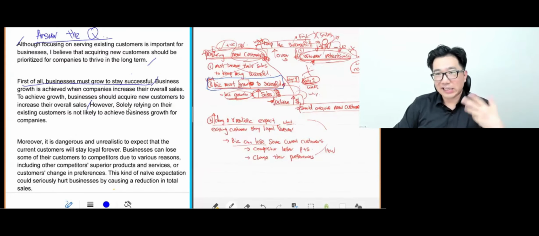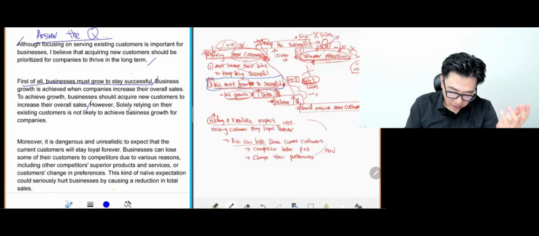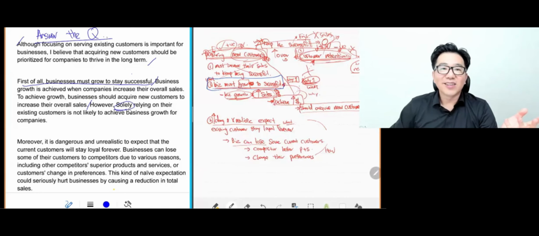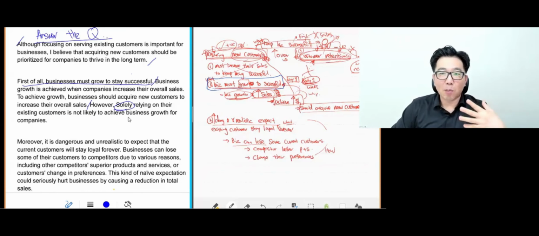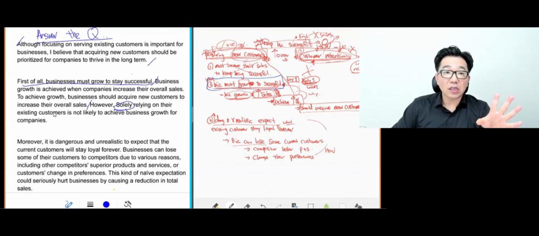However, solely, see, I also exaggerated a little bit, like Paul, to make my point clearer and perhaps a little more persuasive. However, solely relying on their existing customers is not likely to achieve business growth for companies. Or you could have written the same meaning: solely relying on their existing customers is not going to increase their overall sales at all.